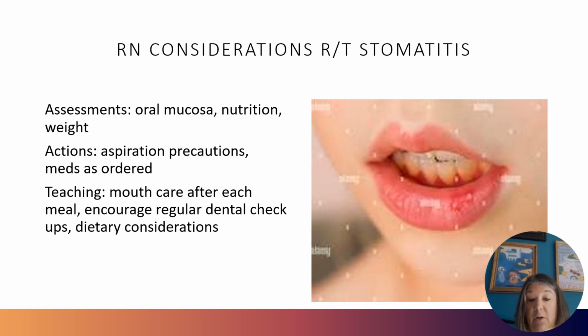So assessment, oral mucosa, nutrition, weight. Anytime something is wrong with the mouth, esophagus, anything that could make eating painful, we want to think about weight on our person. All right. The mucosa could be dry, red, swollen, maybe even cracked. They could have ulcers, canker sores. They could have bleeding related to this. Obviously, pain if you have all of that going on.